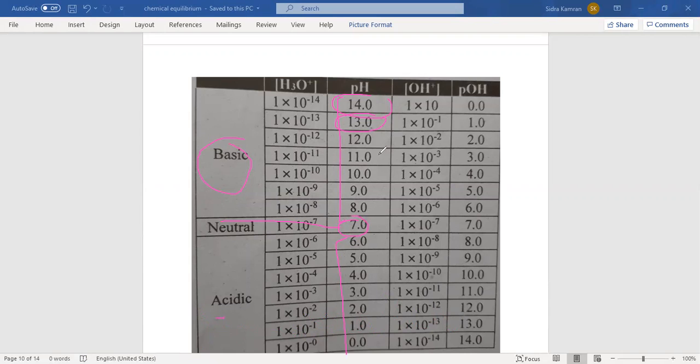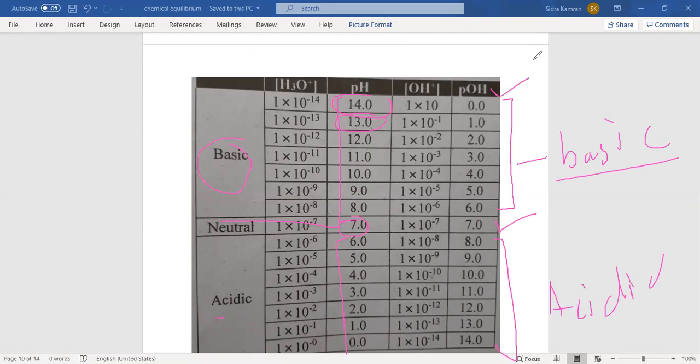neutral. On the opposite side, you can see the scale of pOH. On the pOH scale, here you can see 0 to 6, the solution is basic. Remember this: in a pH scale, 8 to 14, the solution is basic. At 7, the solution is neutral. 0 to 6, the solution is acidic. But in the pOH scale, 0 to 6, the solution is basic. At 7, the solution is neutral. At 8 to 14, the solution is acidic in the pOH scale.